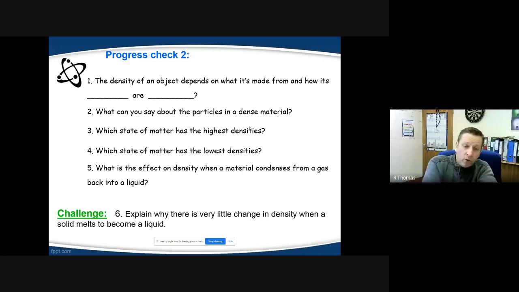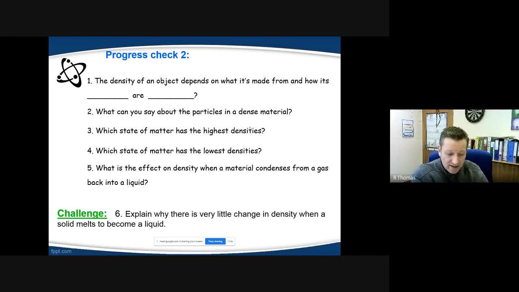Right, and you hopefully unpause now, and we're back. So the density of an object depends on what it's made from and how its particles are arranged, right? Or I will accept how its particles are packed, or I'll accept atoms or molecules instead of particles, right? But it's basically about how the particles are arranged. And what can you say about the particles in a dense material? They're very tightly packed, they're very close together.